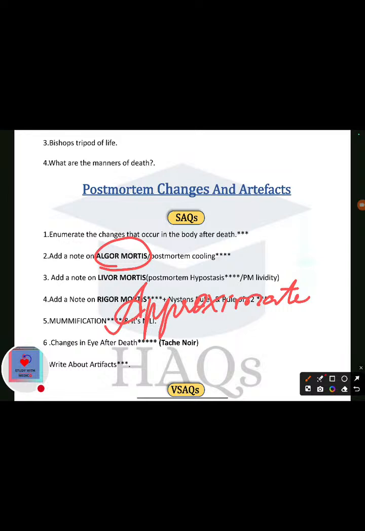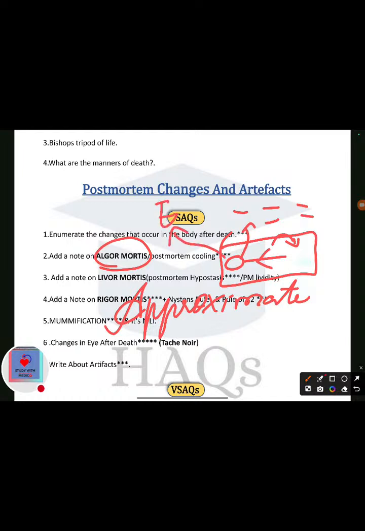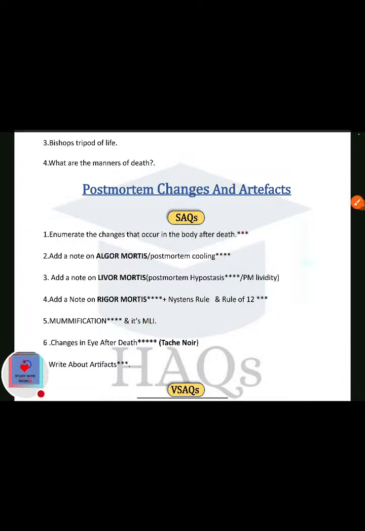Conduction is the transfer of heat by direct contact to a cooler object. Suppose a person is lying on the ground, so the body will lose heat to the ground. This is conduction. Convection is transfer of heat through the air. Whatever air atmosphere is there, the body will lose heat through the air. Another is radiation, transfer of heat via electromagnetic waves. This is called radiation.